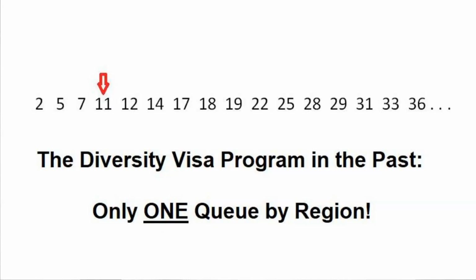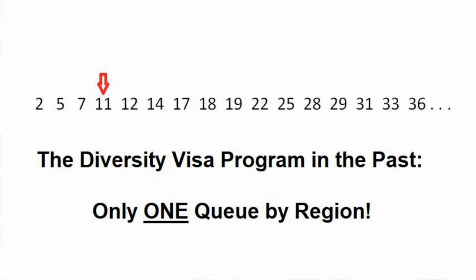Now, let me explain to you the context in which case number analysis was relevant. Case number analysis was applicable in a certain context, the context where the scheduling of interviews was based on the position of case numbers in their respective regions. Now, when the diversity visa lottery results are released, applicants see their case numbers, but they do not know the actual position of those case numbers in their region.